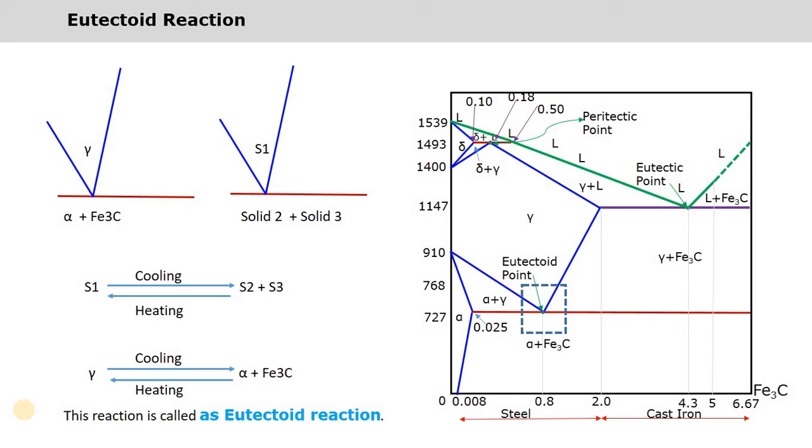In this session, we are going to discuss the various isothermal reactions that are taking place in the iron carbide phase diagram. Starting with the first reaction, which is called the eutectoid reaction. In the previous session, we discussed the various reaction points.